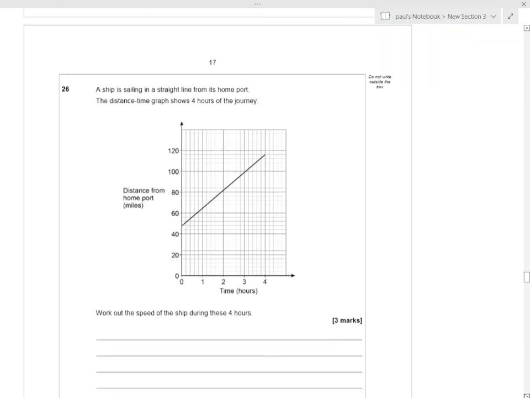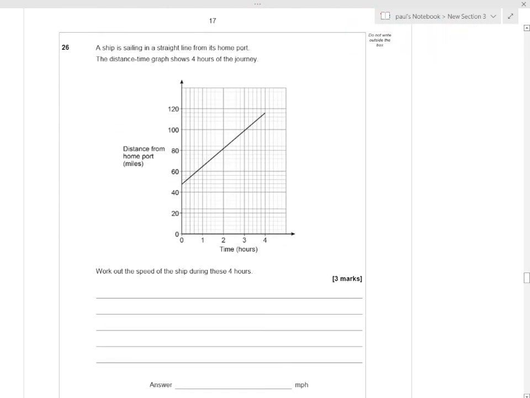So number 26. A ship is sailing in a straight line from its home port. The distance time graph shows 4 hours of the journey. What's the speed of the ship? So we start here, distance, and that's 40, 44, 48, and we finished there, which is 4 away from that, which is 116. So if we do 116 minus 48, it will tell us the distance.